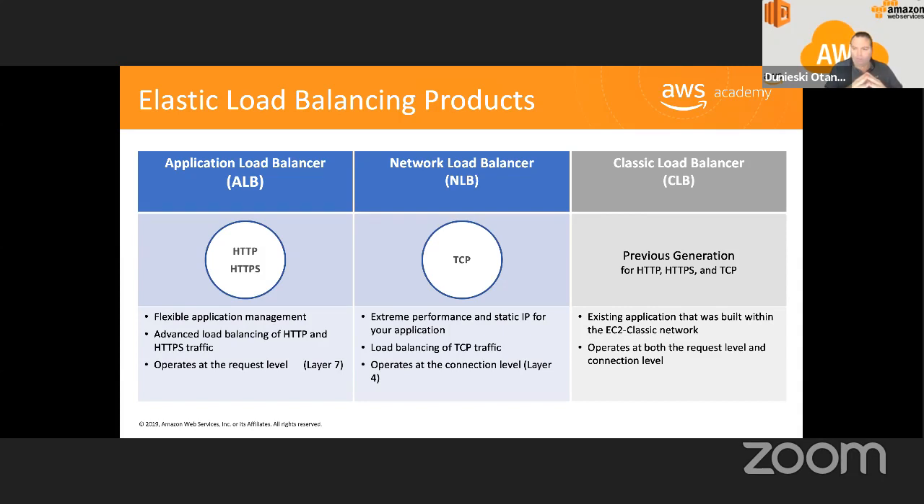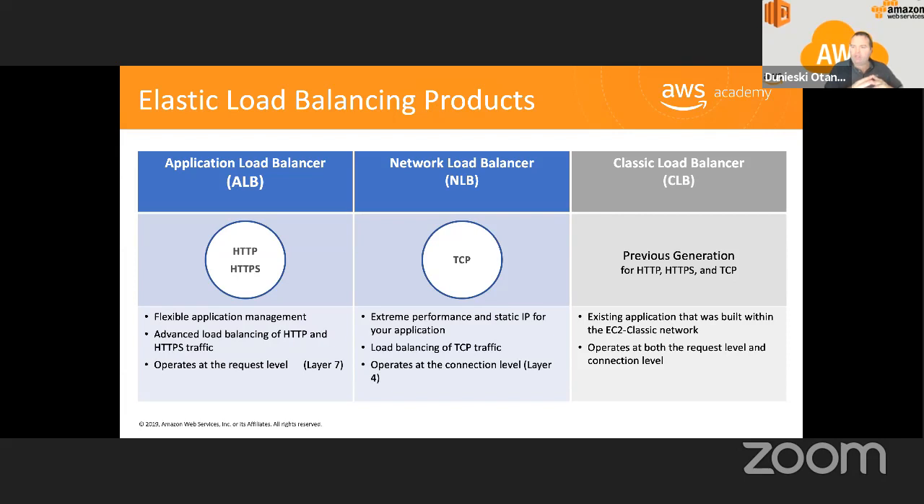availability zone load balancer, and it's going to have a static IP address for that particular availability zone. Now we have the classic one, which is the legacy one, the previous generation. It's the combination of both. This was the first one that was created that operates on both layer 7 and layer 4. But Amazon decided to create these two others to separate it. One operates on layer 7 and the other operates on layer 4.